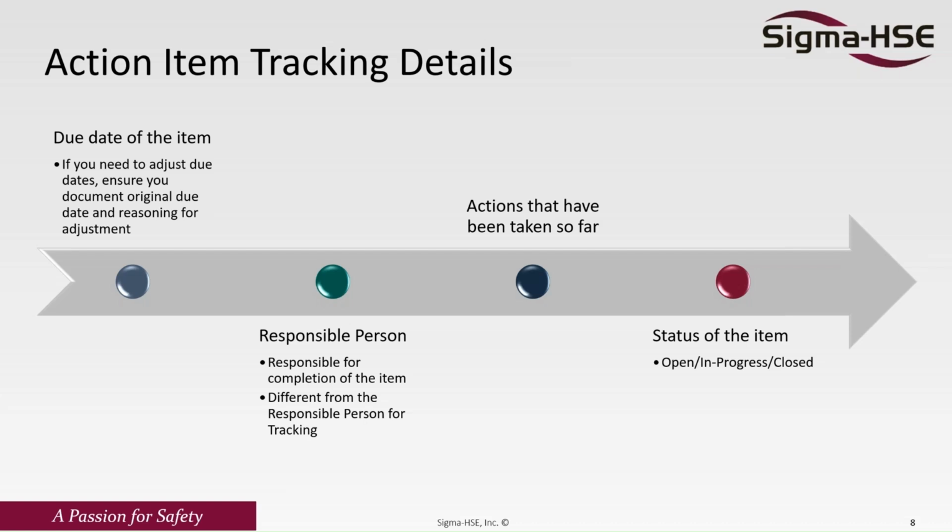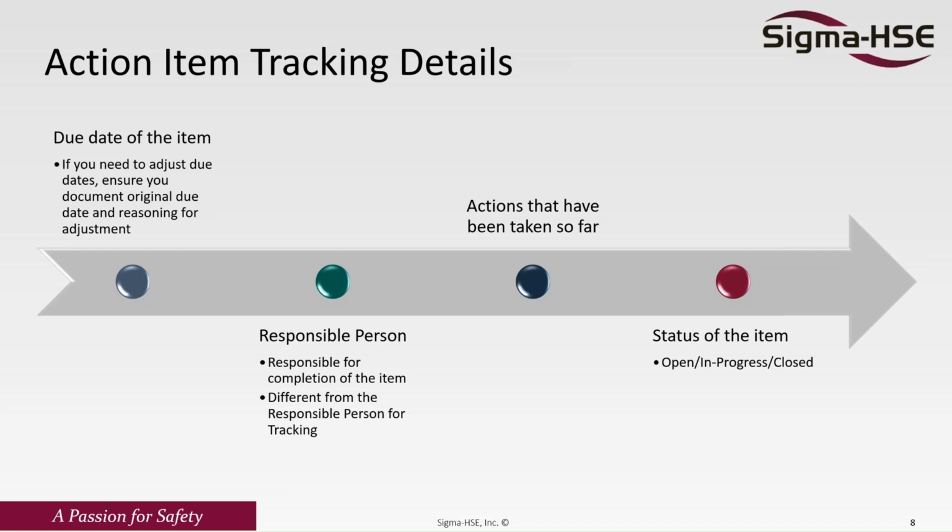Due dates do need to shift every now and then. Something can come up. It was planned to be corrected as part of a capital project. Funding slipped. You need to move that date back a little bit. As long as it's reasonable, it's fine to make these changes. You just want to ensure that you document the original due date, the new due date, and why you're making that change.